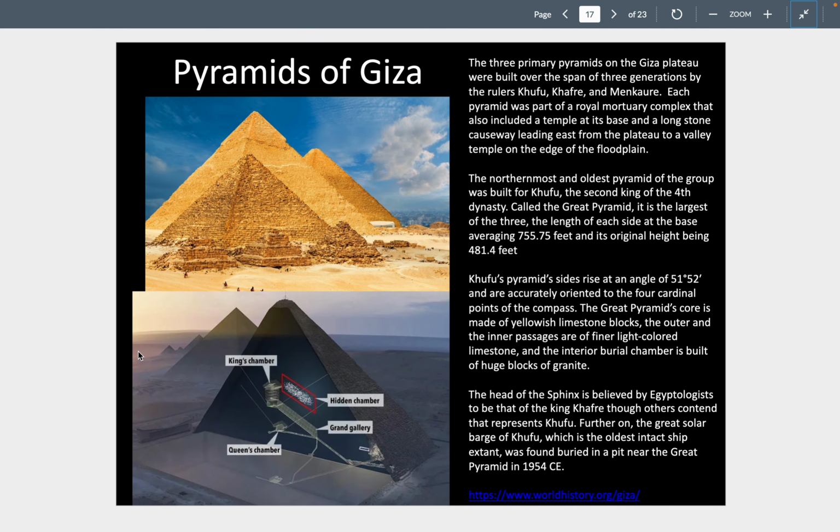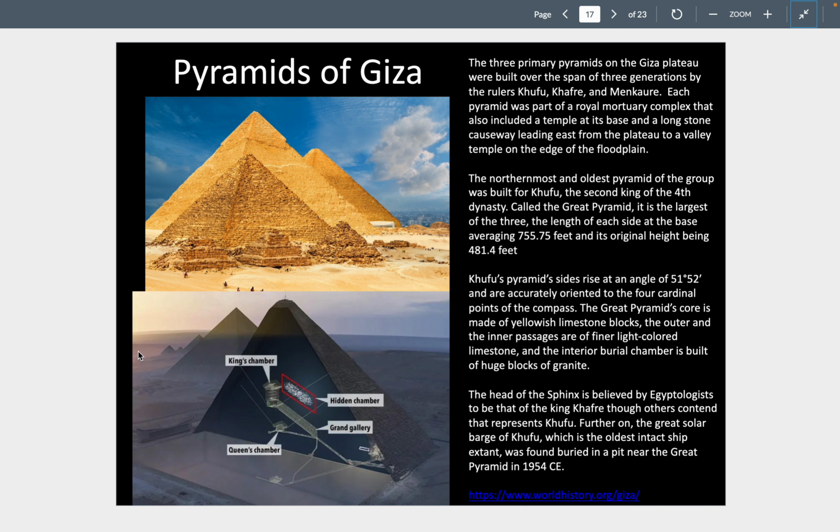In terms of great art, we see the pyramids of Giza here. So the pyramids of Giza, built on the Giza Plateau, were made by 3 human pharaohs, Khufu, Khafre, and Menkaure. Each pyramid is part of a royal mortuary complex that included a temple at its base and a long stone causeway leading east from the plateau to a valley temple at the edge of the floodplain.